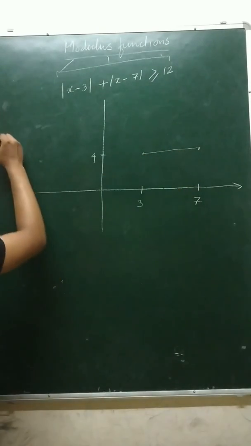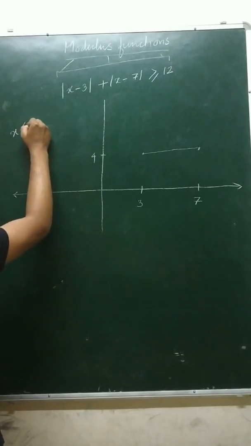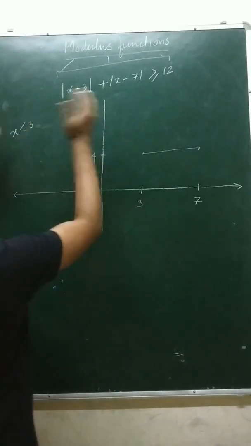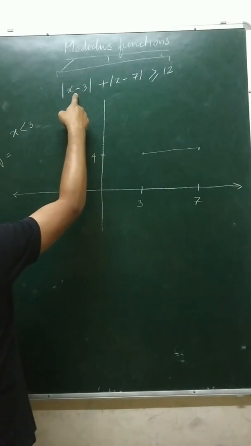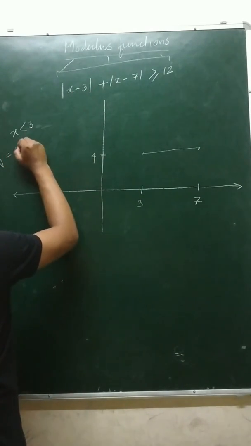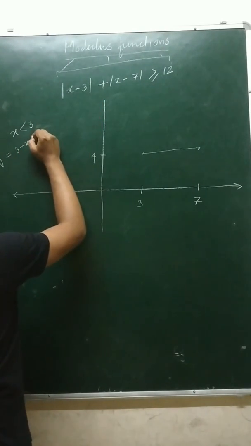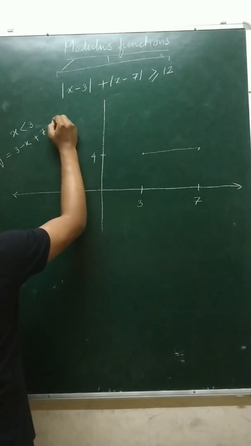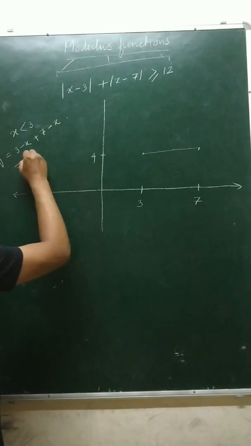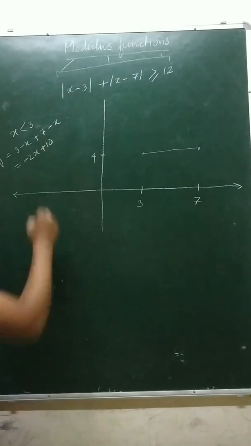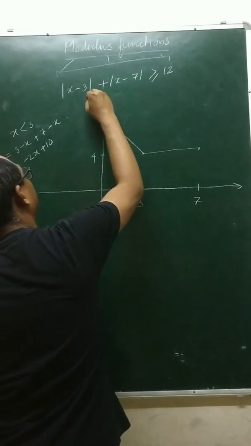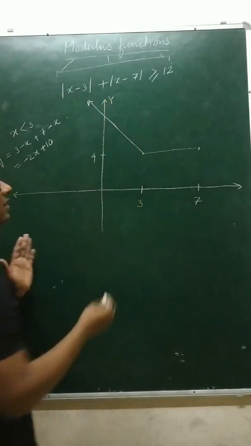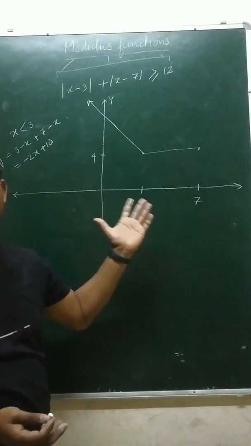Now, when x is less than 3, the left hand side we take as y. Y will be equal to, for less than 3, it will open with a negative sign, 3 minus x. That one also will open with a negative sign. So minus 2x plus 10. Slope is negative, so the graph will take a shape like this. We need rough sketches, it need not be exact.